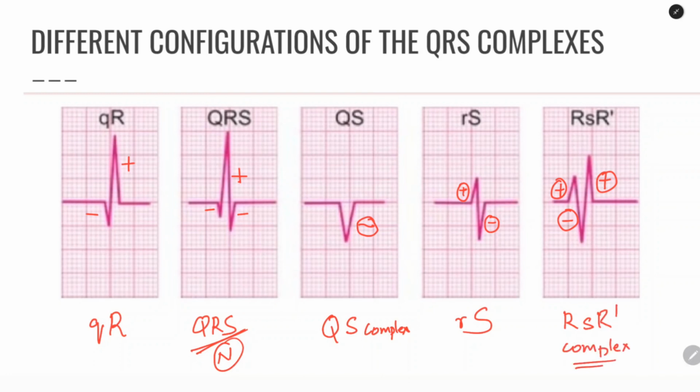This is seen in RBBB, and I'll explain that in the further detailed evaluation of the ECG. Now, for the basic information, you just have to mug up the names of all these complexes.